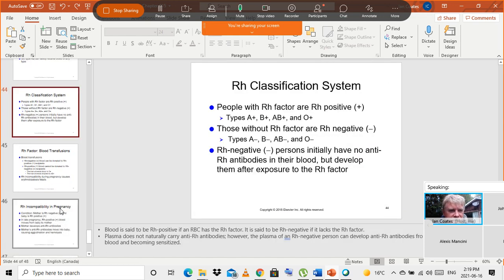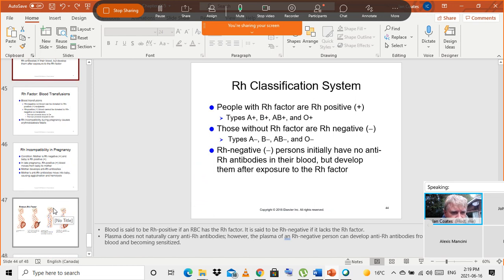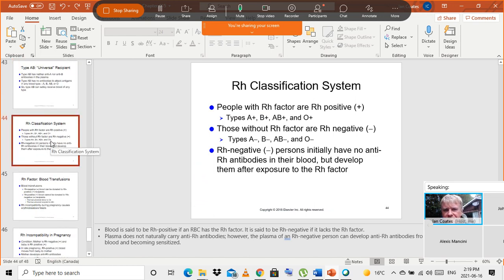This is what I wanted to show you guys here. Now, the Rh factor. This is a hereditary thing, okay? People with Rh factor are Rh positive. Those without Rh factor are Rh negative. Rh negative people initially have no anti-Rh antibodies in their blood, but develop them after exposure.